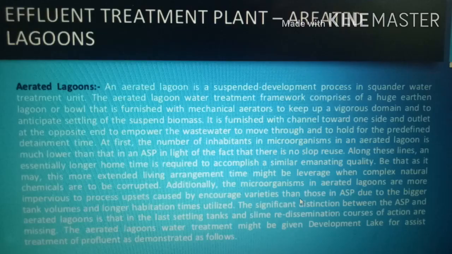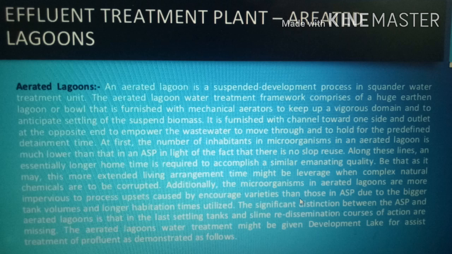And coming to the next topic, aerated lagoons. An aerated lagoon is a suspended growth process in wastewater treatment. The aerated lagoon water treatment system consists of a large earthen lagoon or basin that is equipped with mechanical aerators to maintain an aerobic environment and to prevent settling of the suspended biomass. It is equipped with an inlet at one end and an outlet at the opposite end to enable the wastewater to move through and be held for the specified detention time.